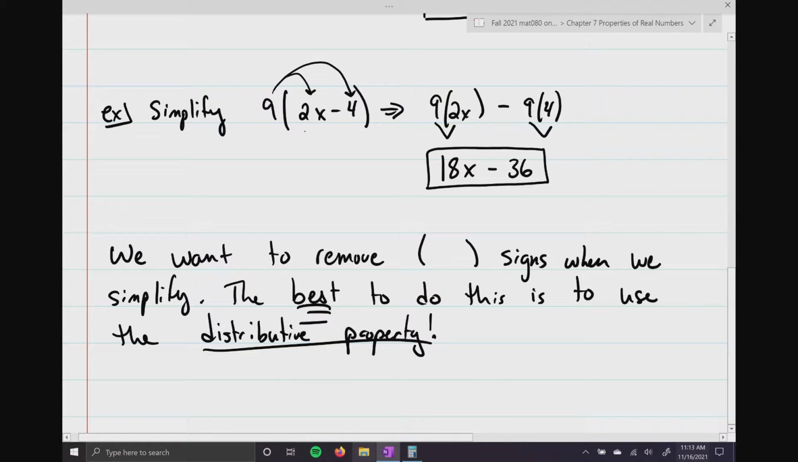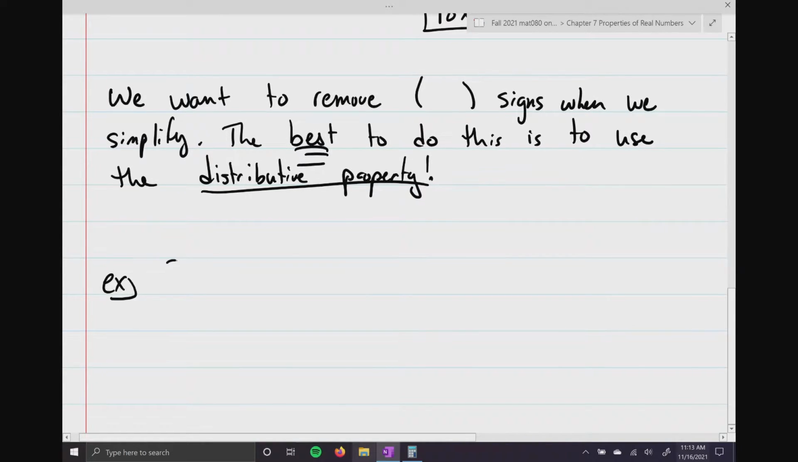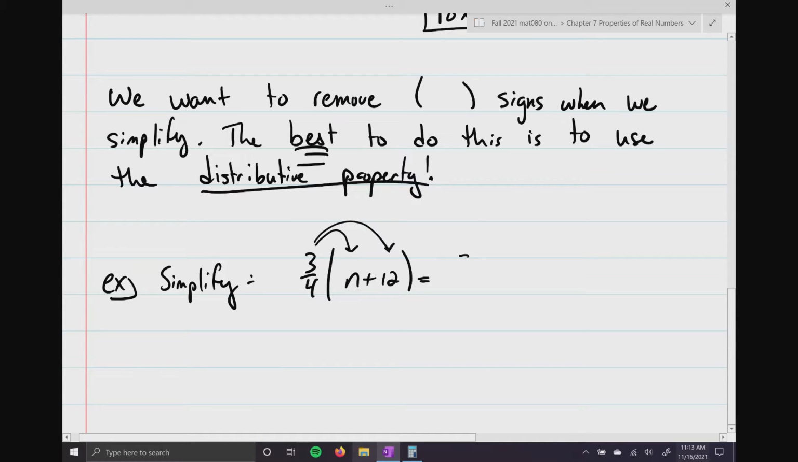Okay? So we could take this one step further now, because we can actually use fractions. And what I mean by that is, I don't care what the number is out front. Okay? Well, let me write the directions. I don't care what the number is out front. If I want to remove parentheses, I'm going to take that number out front and multiply it by every single term. So 3 over 4 times n plus 3 over 4 times 12.